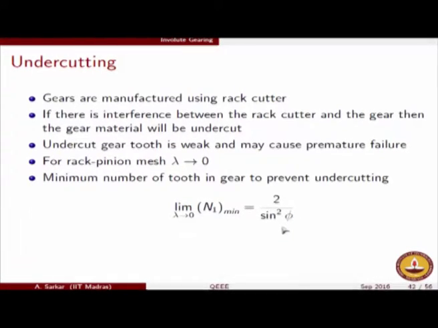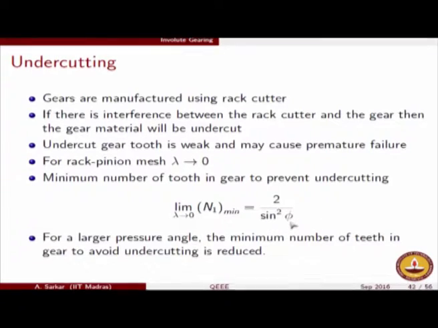So if the number of teeth in your gear is greater than 2 by sine square phi, then there will be no interference between the rack cutter and the gear during the manufacturing process, and as a result you need not be afraid of undercutting. So as designers you will typically like to use gears which will be involute in profile and which will have the number of teeth more than 2 by sine square phi. You would not like to use a gear which has less than this number.